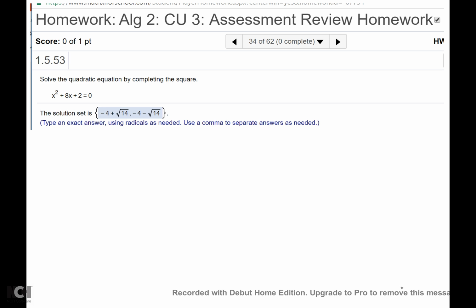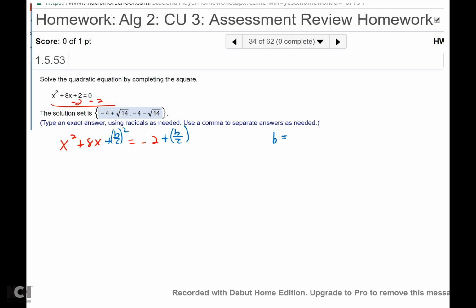Alright, solve by completing the square. The first thing you do is you move this constant to the other side, which will give me x squared plus 8x equals negative 2. To complete the square, you always add half of b squared to both sides. That's what will complete the square.